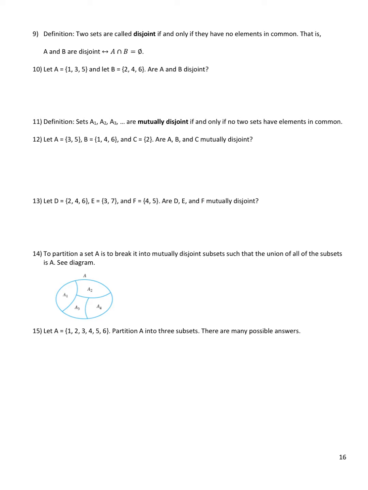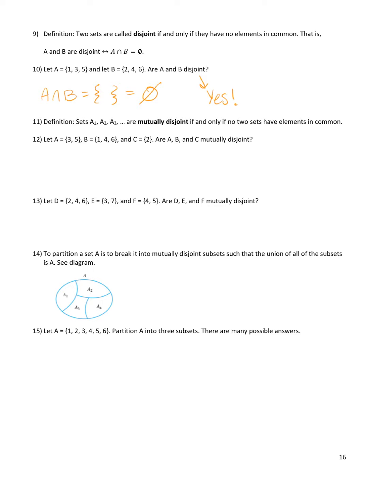All right, so let's look at sets 1, 3, 5 and 2, 4, 6. Are they disjoint? A and B, are they disjoint? Do they have any elements in common? Nope. Then yes, they are disjoint. So A intersect B is the empty set. They have no elements in common. So you can either put the curly brackets with nothing inside. That indicates the empty set. You can also use the circle with the line through it. Empty set. So are they disjoint? Yes.